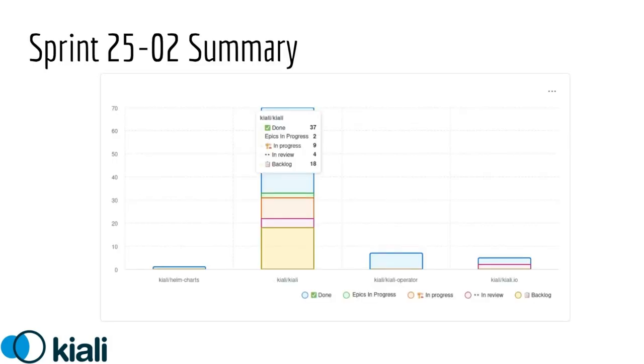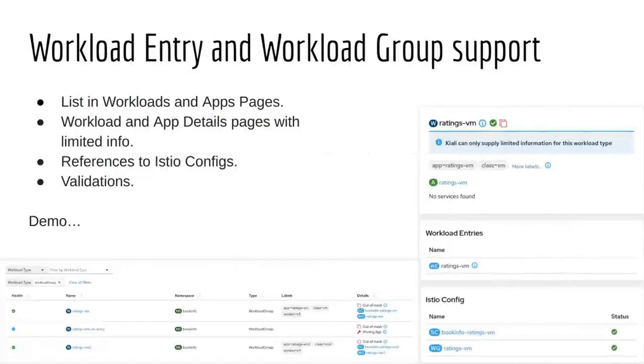So this is a summary for this sprint. It was a quite busy one. We have almost 70 issues in the Kiali repository, and of them we have 37 issues done. We still have 14 in review, and another 18 in the backlog. We also have some contributions in the operator and in the documentation, kiali.io. And let's start with the sprint highlights.